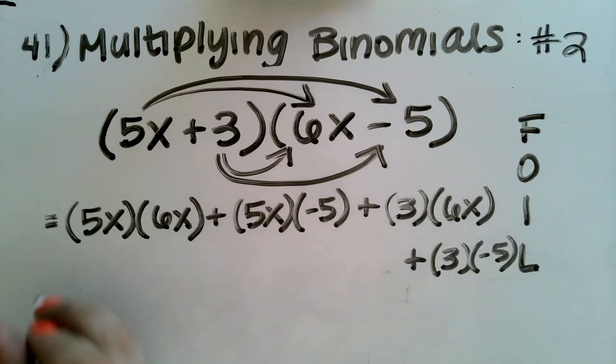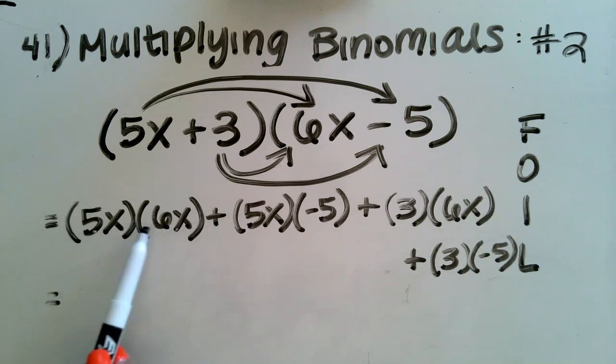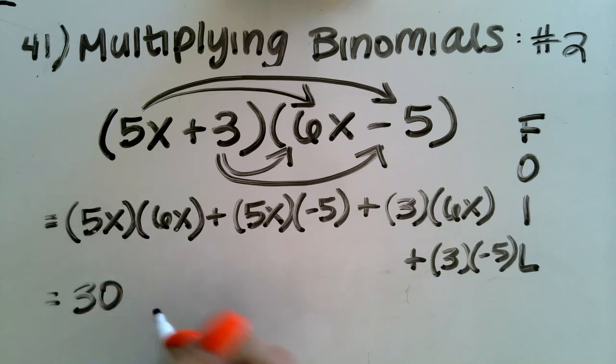Okay, let's go ahead and multiply these out. 5x times 6x, we know we multiply the coefficients together and then our variables together. 5 times 6 is 30. X times x is x squared.